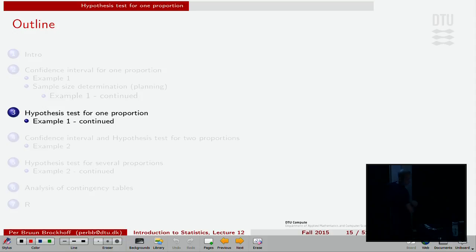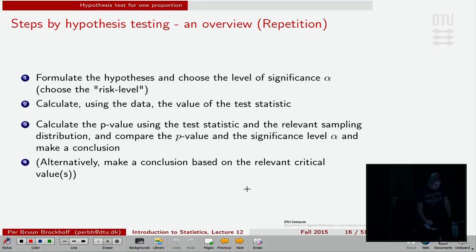One more thing regarding one proportion. Whenever we can do confidence intervals, we can also do hypothesis testing.